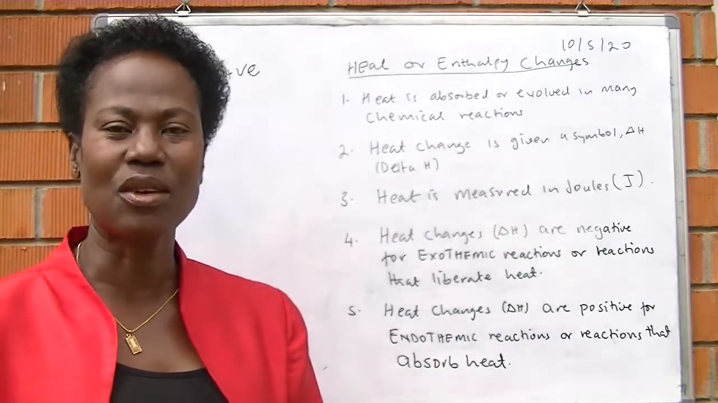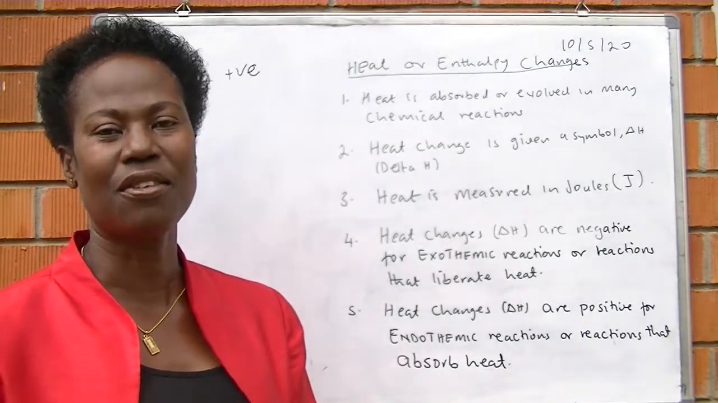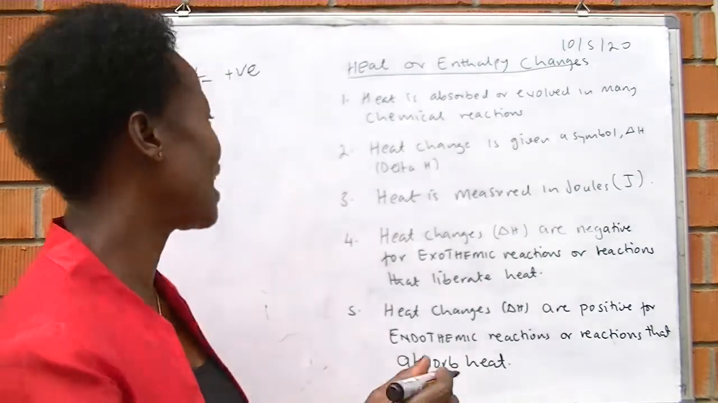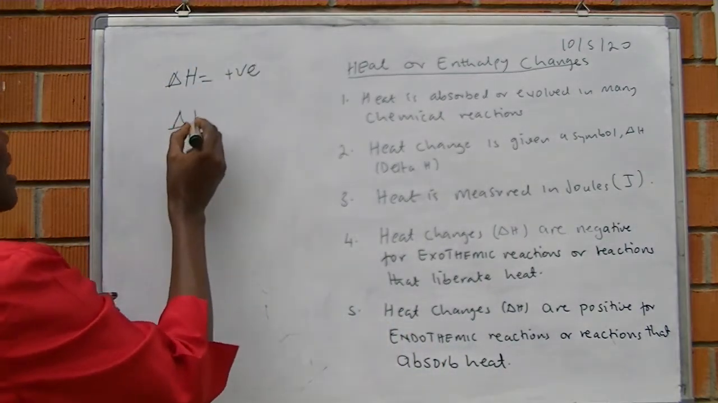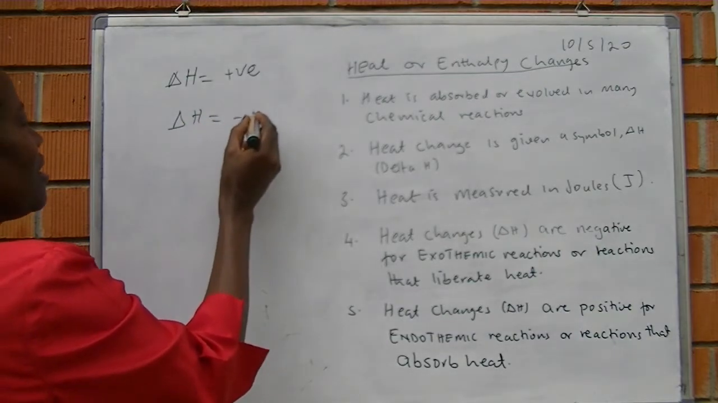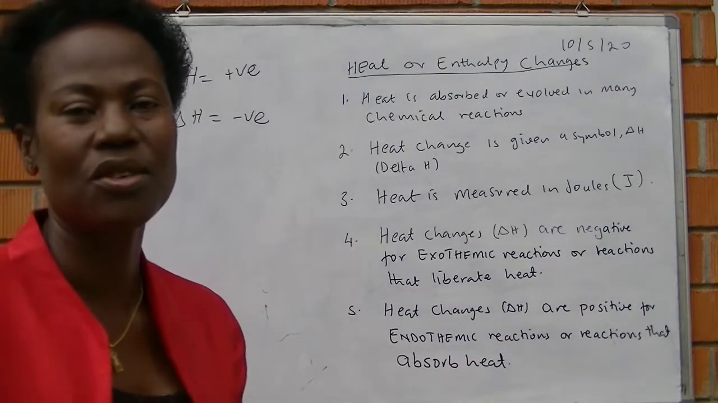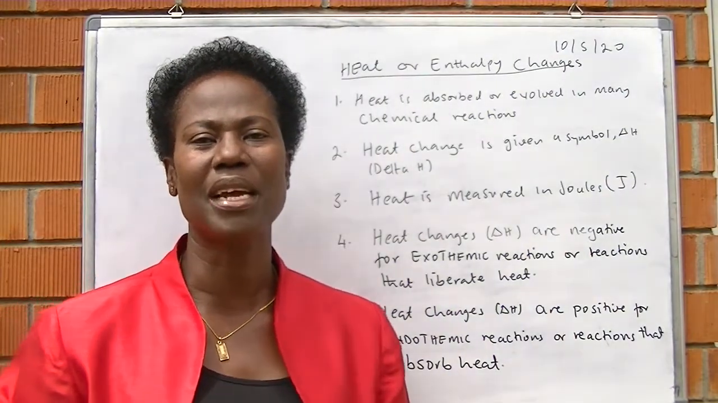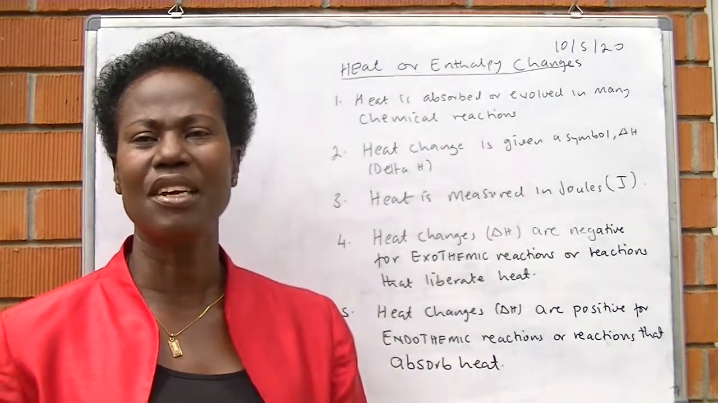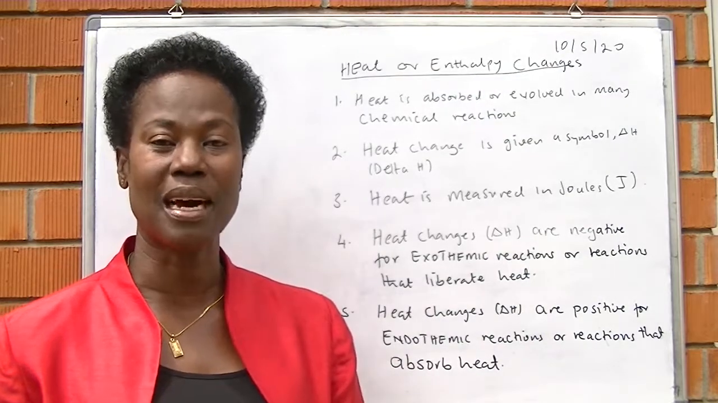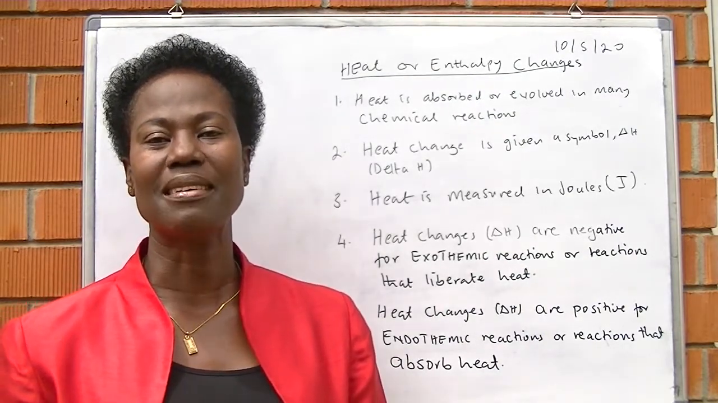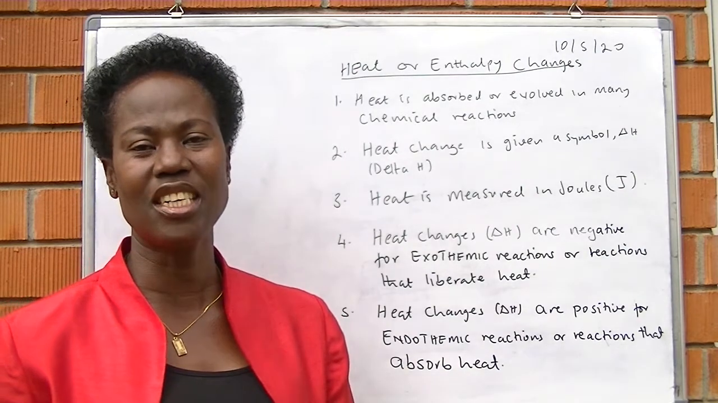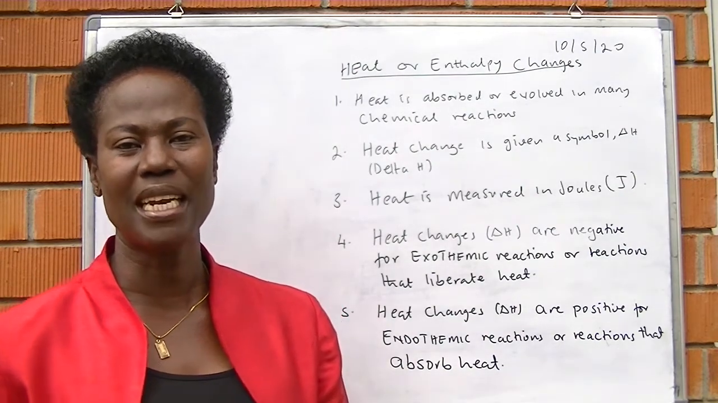For an exothermic reaction, heat is released. So the sign for an exothermic reaction is negative. It is written as delta H, and the value is always negative. Uses of an exothermic reaction: an example I can give is burning of charcoal. Charcoal is carbon, and it can be used as a fuel. Also, burning of petrol in a car engine can be used to provide energy.